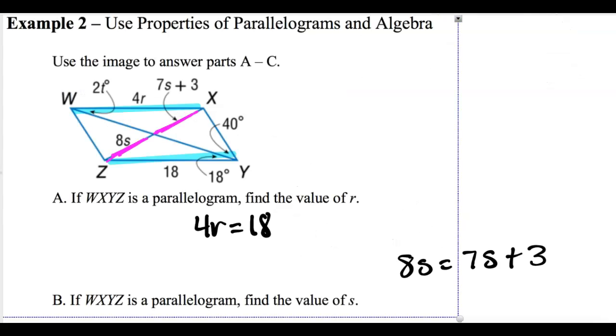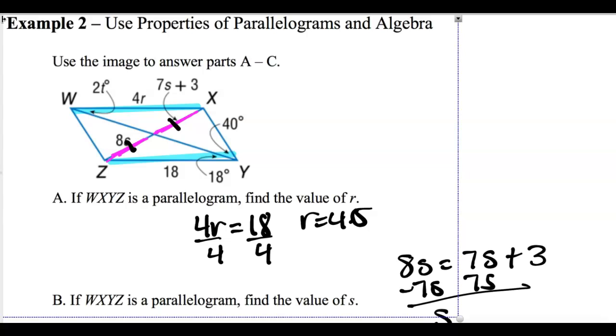Alright, so here's what I came up with. The light blue sides are congruent, so I have that 4r is equal to 18. We divide both sides by 4, and we're going to get a decimal, so we get r is equal to 4.5. Down on the bottom, those lines are congruent since they were bisected, therefore subtract 7 from both sides, and we get s is equal to 3.